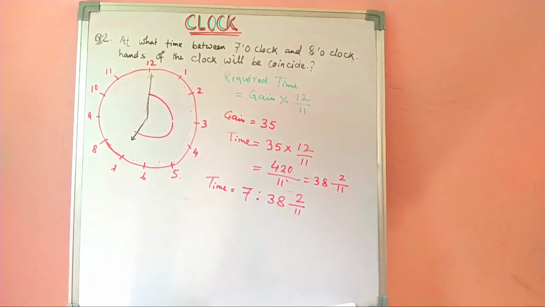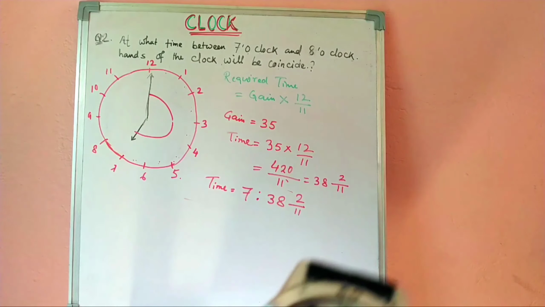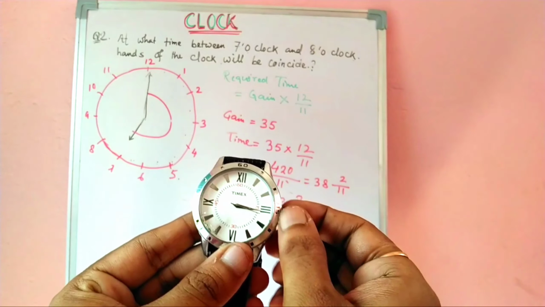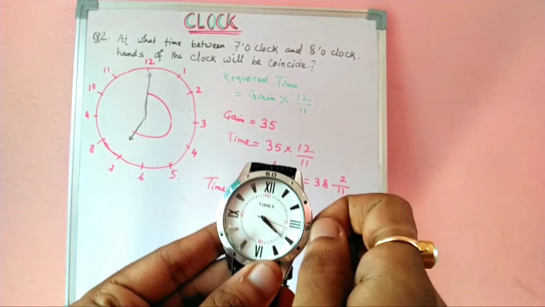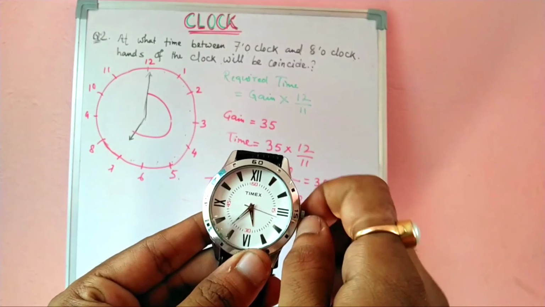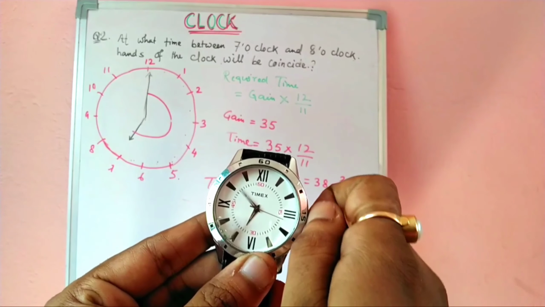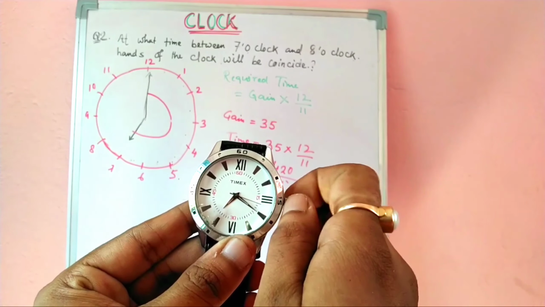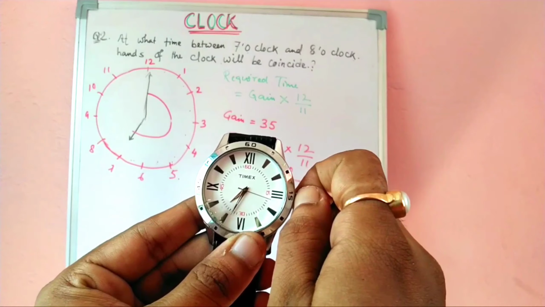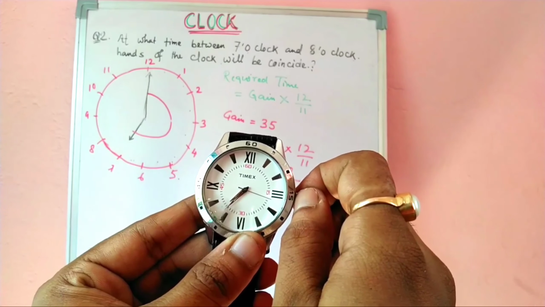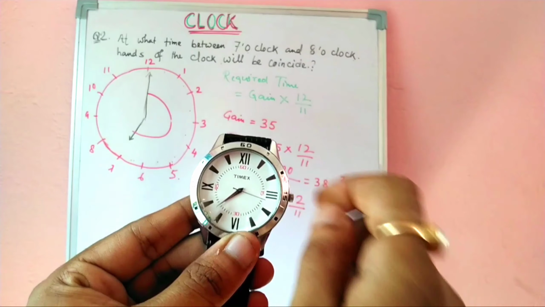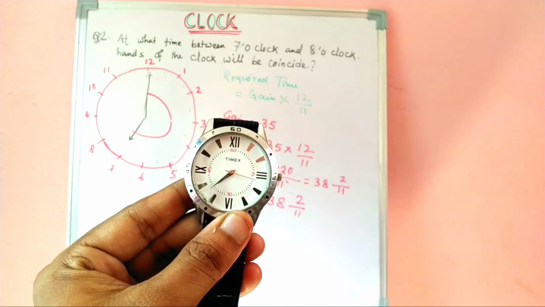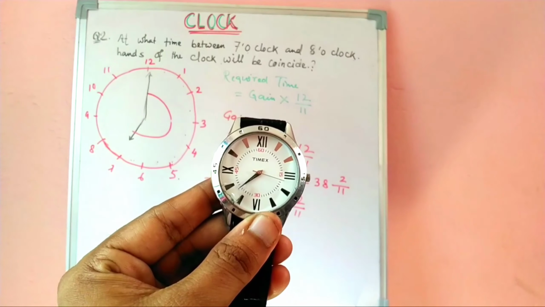Okay, I just want to show you that. You can see in my hand, at 7:38, I am showing you whether they will coincide or not. 7:38. This is 7 o'clock. Next it is moving clockwise. I am going to 38. This is 7:35, 36, 37 and 38. So do you understand? At 7:38, the two hands, hour hand and minute hand, coincide with each other.